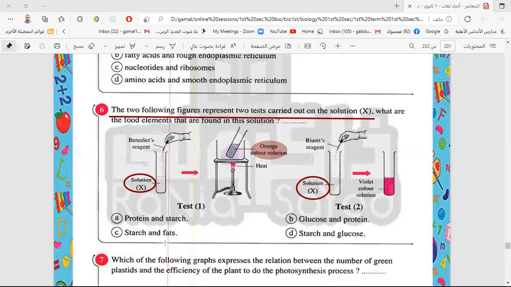So in which case, A or B or C or D, do we have monosaccharide in test 1? We have protein and starch, glucose and protein, starch and fats, starch and glucose. We have to start with glucose because we said the color changes into orange in the presence of glucose. So which one is correct?